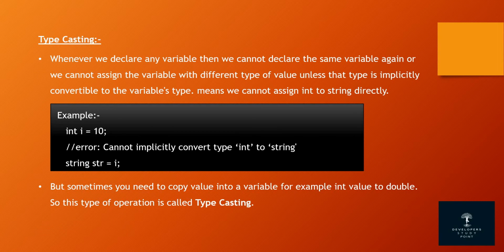Now, typecasting. Whenever we declare a variable of any type in C# or in Visual Studio, we cannot declare the same variable again. And whenever we assign a value to that variable, we cannot assign a value of a different type unless it is implicitly convertible to the variable's type. Meaning we cannot assign directly into the string type. I will show you with an example. Now moving to Visual Studio.